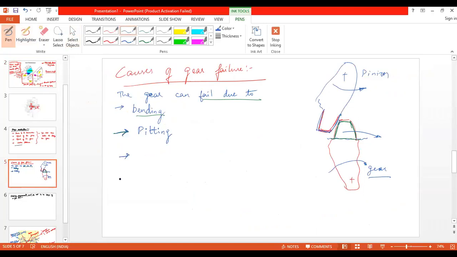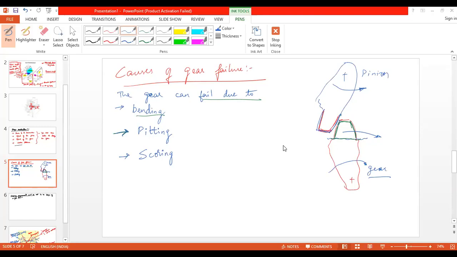Okay, next failure may be because of scoring. Scoring means the excessive heat generated when there is excessive surface pressure, high speed, and failure of lubricant. Because of this excessive surface pressure, high speed and failure of lubricant, there will be a stick-slip phenomenon.